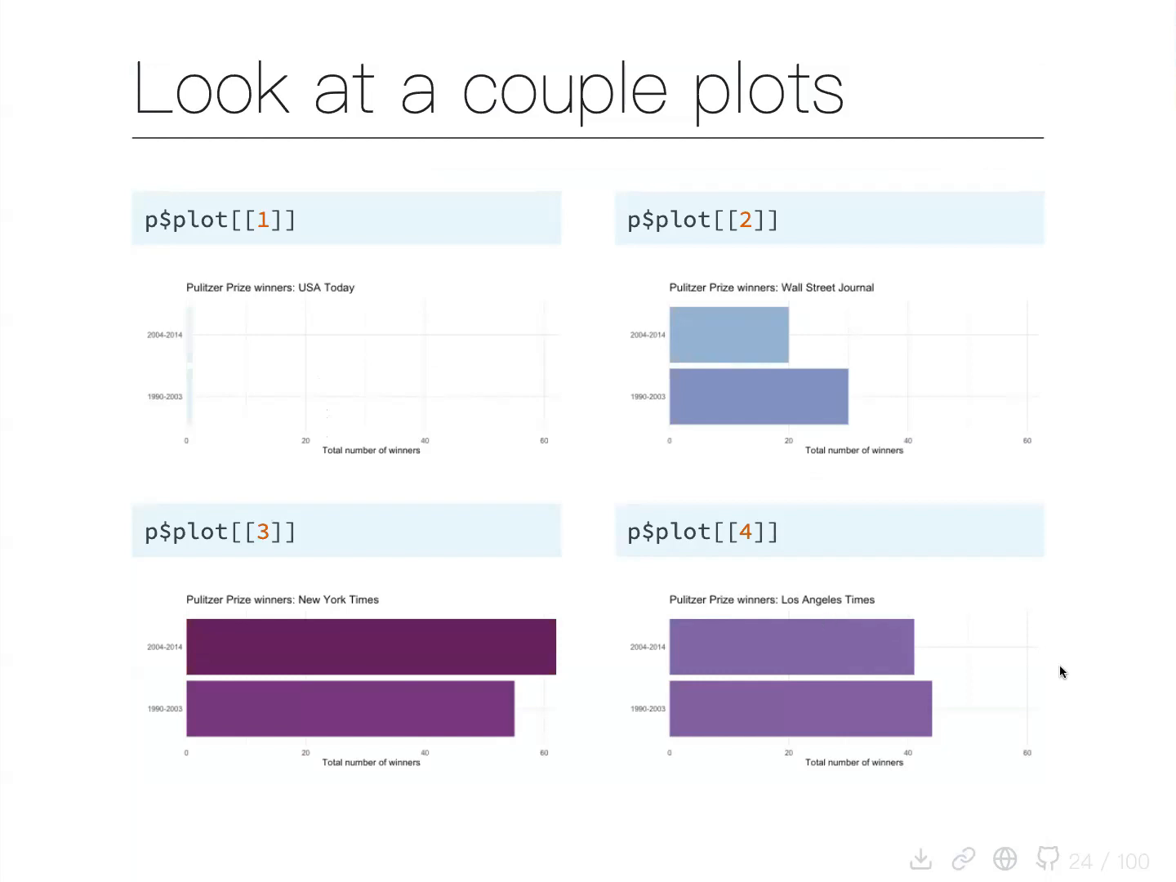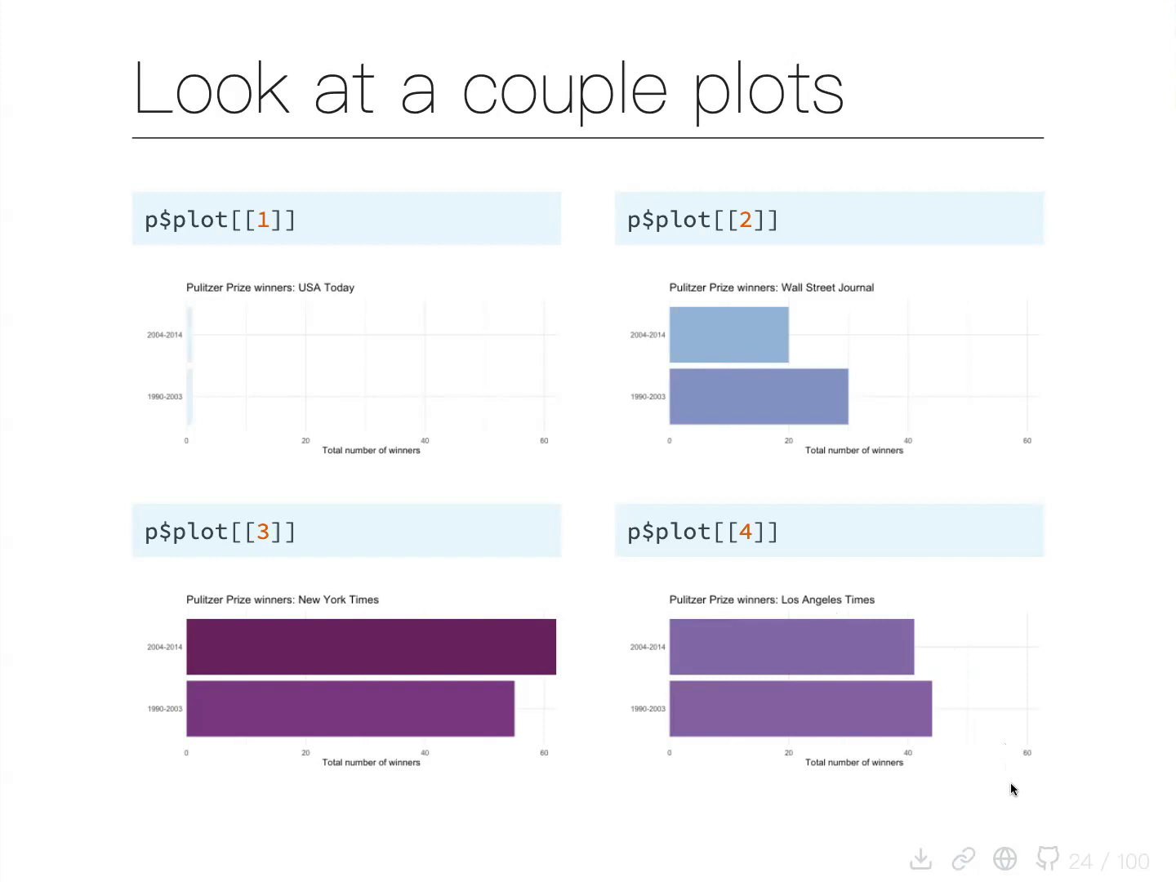Here I'm looking at the first one, that's USA Today. It's very low, right? For plot 2, that's Wall Street Journal. We already saw that one. Plot 3 is New York Times, so it's way up there. And then Los Angeles Times, it's up there a ways too. Okay. And again, these x-axes say total number of winners, but that probably actually should say total number of finalists, I think. But regardless, that's how we create it. And notice that the title is changing for each of them, as well as the plot is changing for each of them.